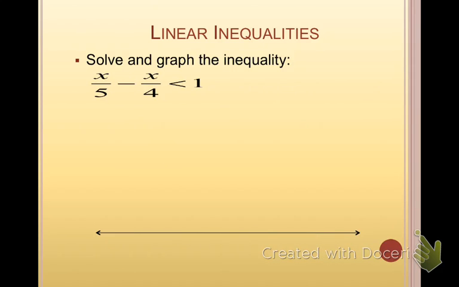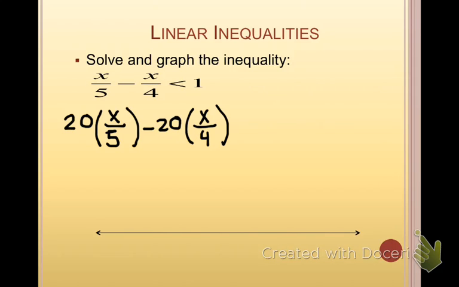There's that F word again, fractions. Everybody's favorite, right? I've got a 5 and a 4. The least common denominator I can multiply here would be 20, so I'm going to multiply everything here by 20. Just because it's an inequality doesn't mean that anything else has changed about it. We're going to solve it just like it were an equation. So the idea of multiplying by the least common denominator is still the same. We're going to do 20 times x over 5 minus 20 times x over 4 is less than 20 times 1.